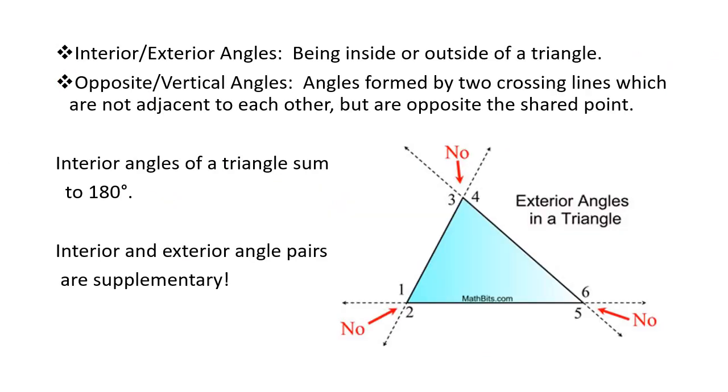We also have, and this makes it a little confusing, interior and exterior angles in relation to a triangle. So depending on the context, depending on the type of problem, interior and exterior are going to mean slightly different things. So angles could be interior or exterior to the parallel lines or to a triangle.